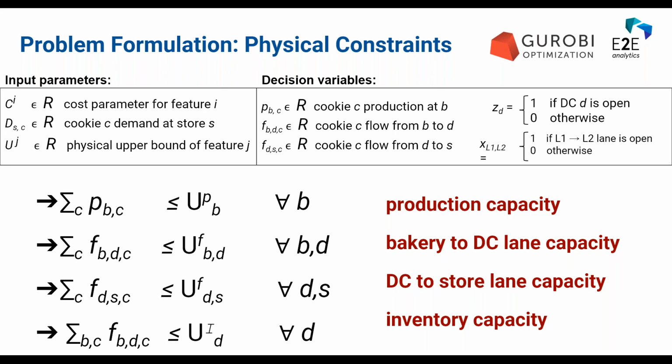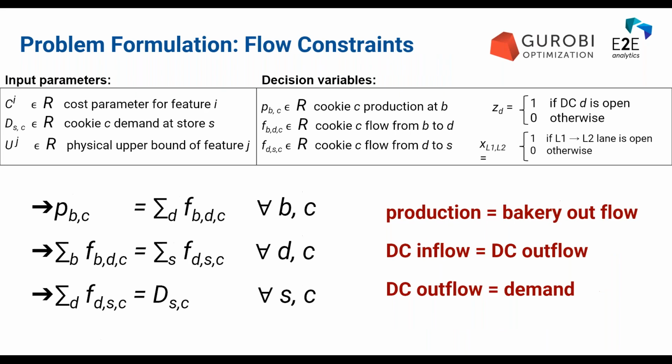And the last one is our inventory capacity. So I say inventory here because if we're going to store cookies at a DC, we have a capacity of how many cookies we can store at that DC, but it also can just be, a DC can only handle so many cookies that it takes in and distributes out to the stores. So there's some upper bound on how many you can ship to a certain DC before it goes on to the store.